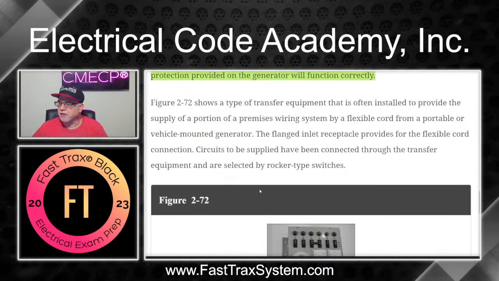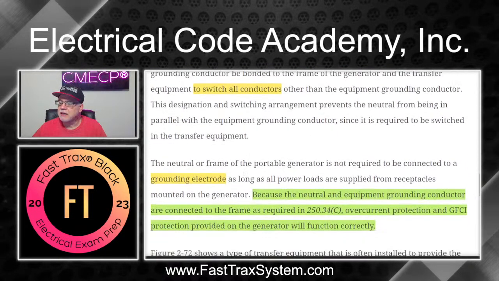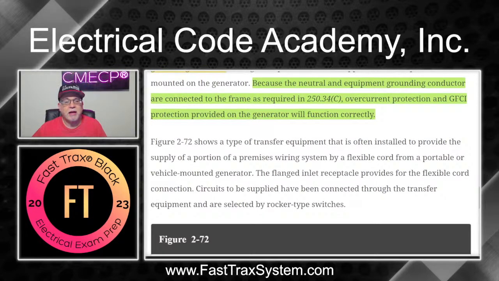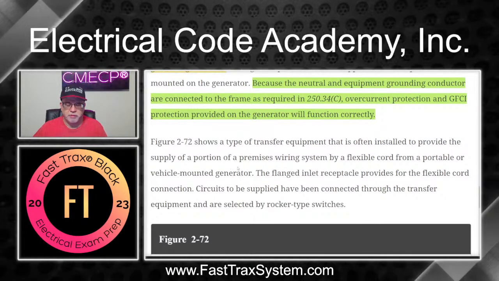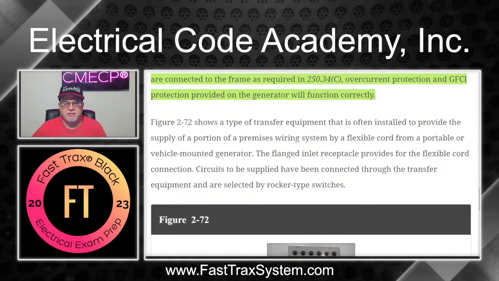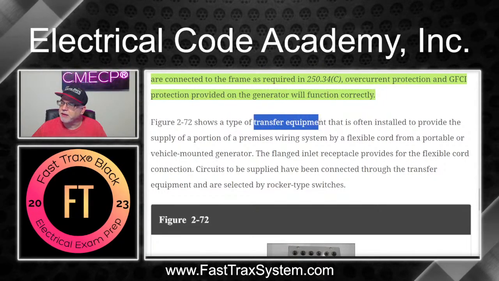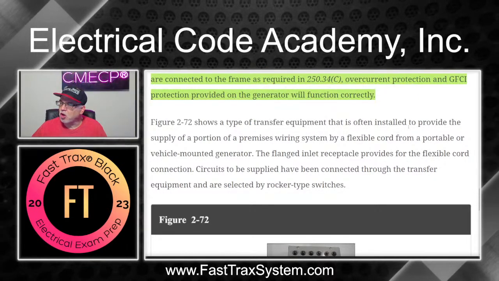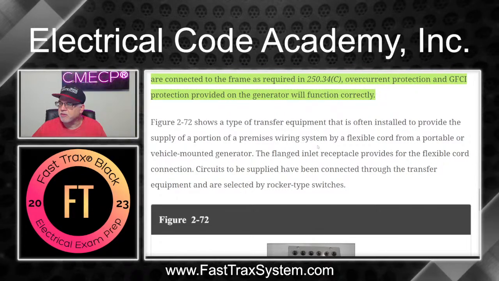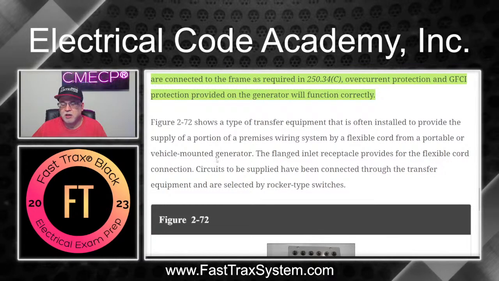So we're going to look at another figure real quick. And this is when we're talking about things like transfer switches for generators, portable generators. Okay. All right. Figure 2-72. That's this one down here. It says it shows the type of transfer equipment that is often installed to provide the supply of a portion of a premise wiring system by a flexible cord from a portable or vehicle-mounted generator.